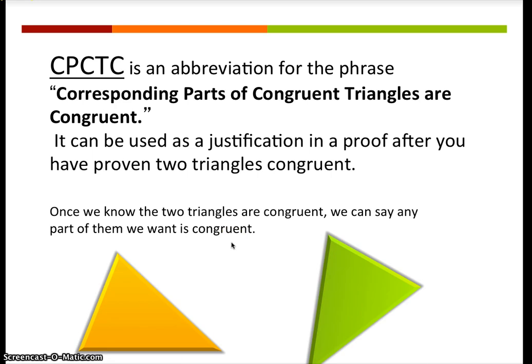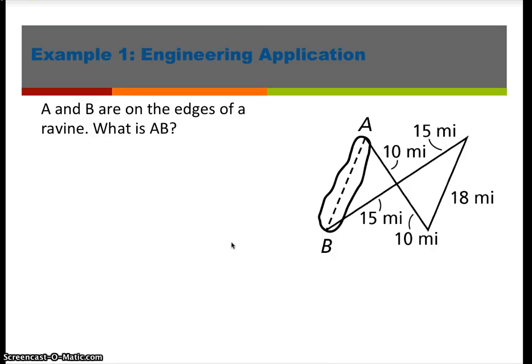So if I have these two triangles and the question is asking you, okay, are these two random angles congruent? Well, the answer can be yes if you know that the entire yellow triangle is congruent to the entire green triangle. Then yes, those two angles would be congruent because corresponding parts of congruent triangles are in fact congruent. So here's an example of that.